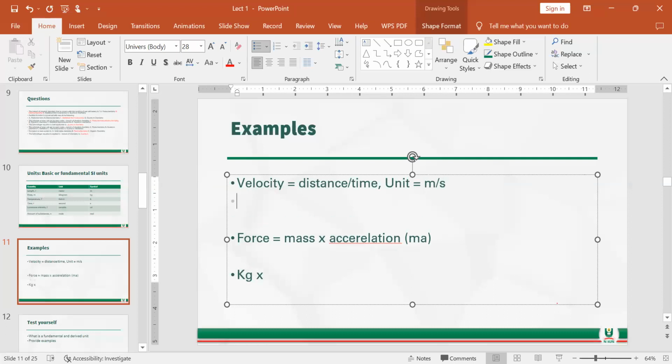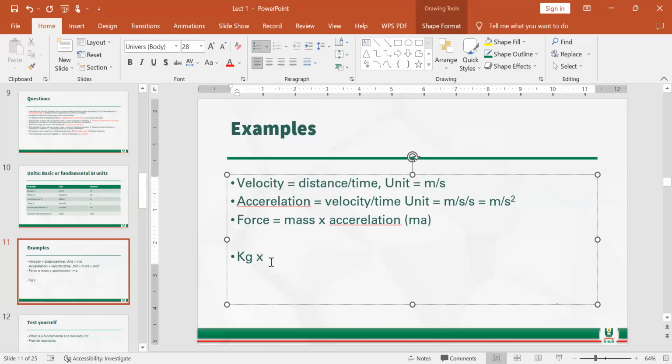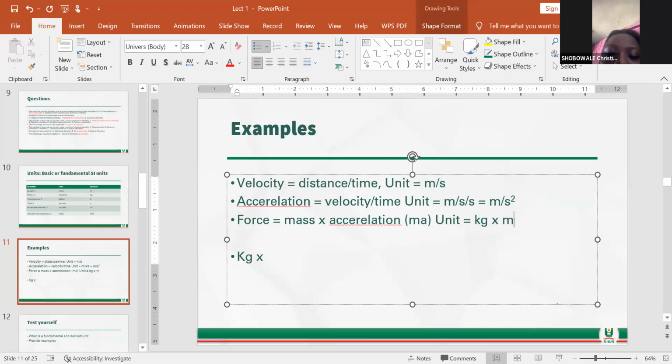Now, we have acceleration. Acceleration is equal to velocity all over time. That means the unit is equal to the unit of velocity, that's meters per second, divided by the unit of time, which is what? Second. So the unit of acceleration is what? Meters per second squared. So you have that there. So that means force. The unit of force will be what? The unit of mass, which is equal to what? Kilogram, multiplied by meters per second squared.